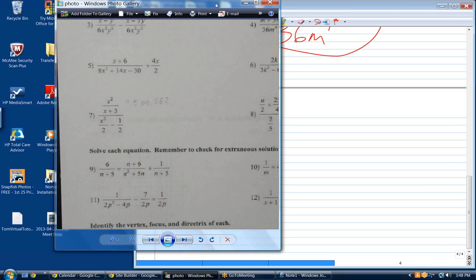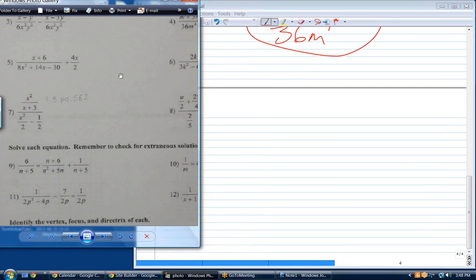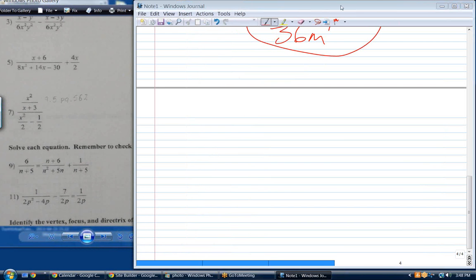Okay, now number 5, it's a little different. Usually when you see a quadratic in the bottom, it means you need to factor it. You're right.